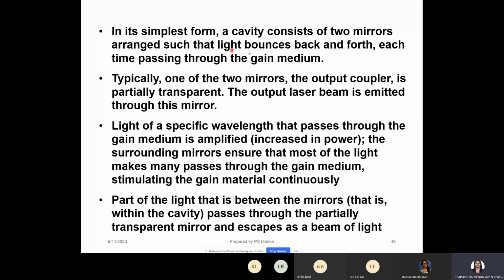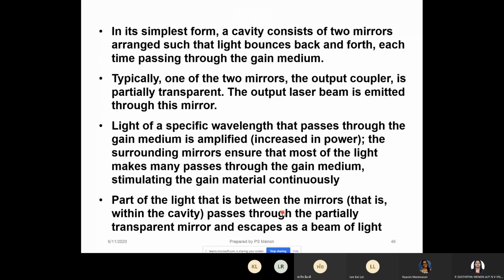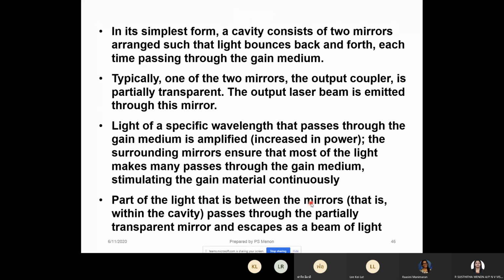It's arranged in such a way that light bounces back and forth. So light bounces, bounces, bounces back and forth, each time passing through the gain medium. Typically one of the two mirrors, the output coupler, is partially transparent. The output laser beam is emitted through this mirror. So this part of the output coupler allows light to go through. This one does not allow. So light, when it has gained enough momentum, can go out through this output coupler.